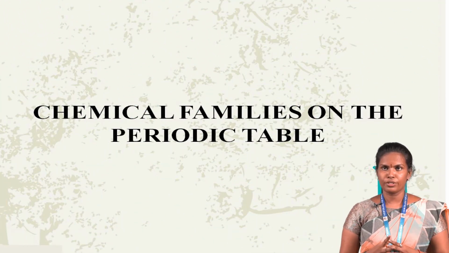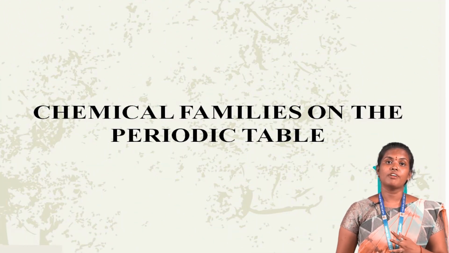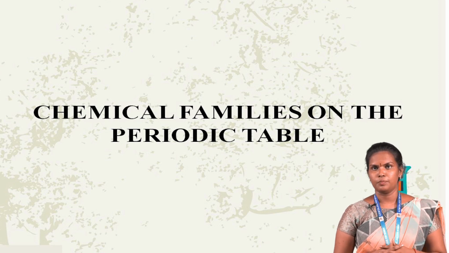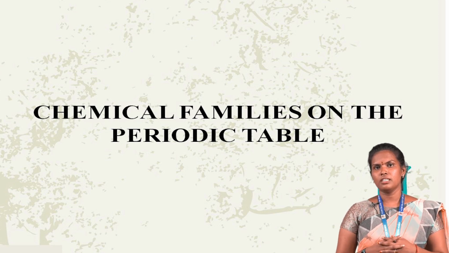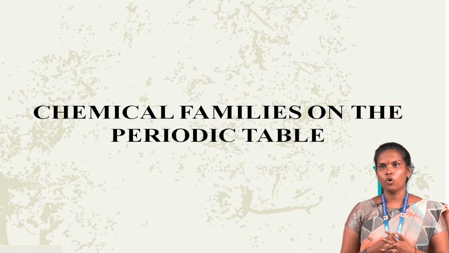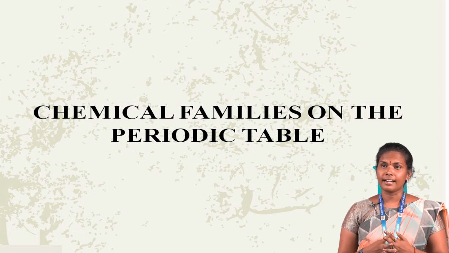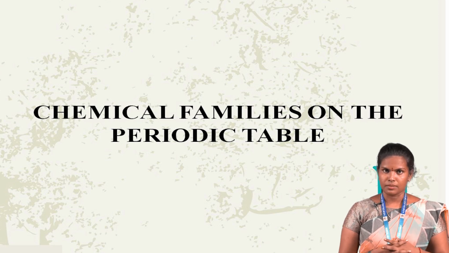Chemical families on the periodic table. A chemical family is a group or column that contains elements with similar properties.